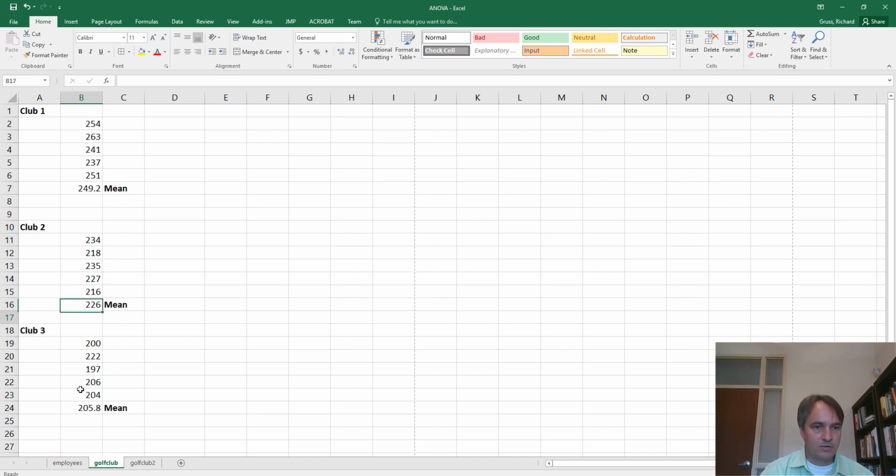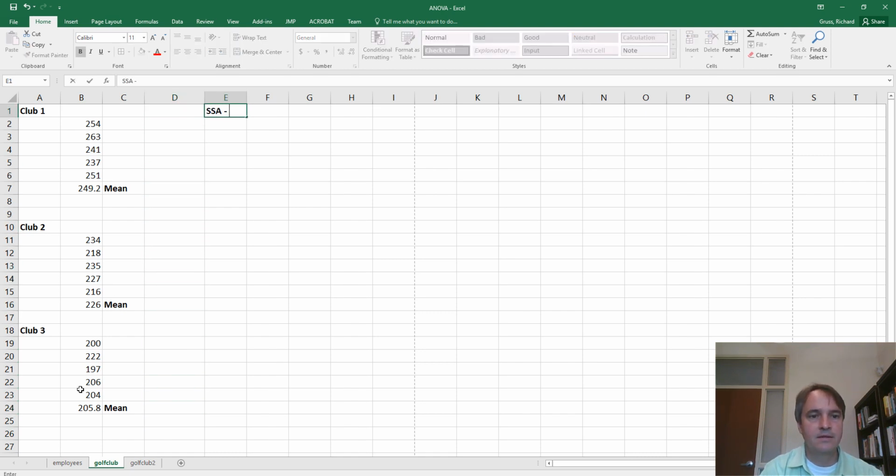It looks like Club 1 has an average a bit higher than the others, but we want to test that by making it more precise. So in order to do the sum of squares across, I'm going to go ahead and write SSA, sum of squares across.